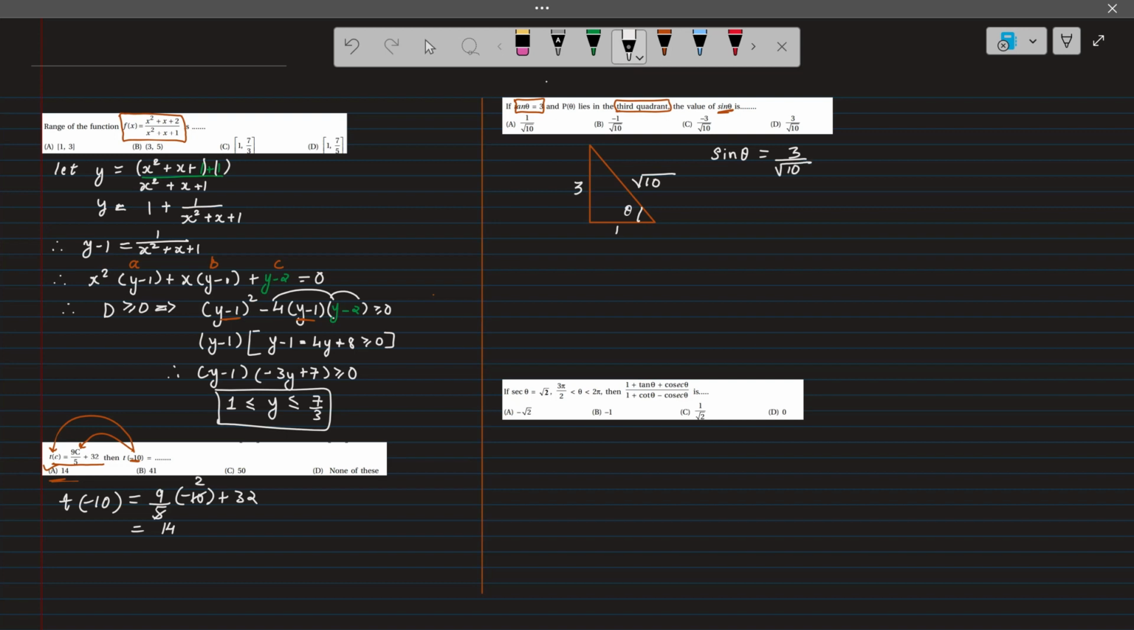We also need to look for the quadrant. Since it is in the third quadrant where sine is negative, we can say the final value would be minus 3 by root 10. Option C is correct.